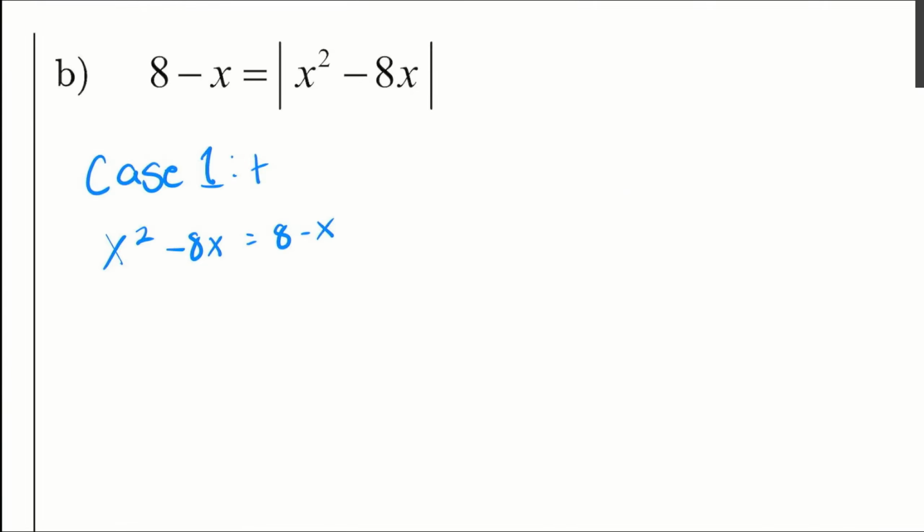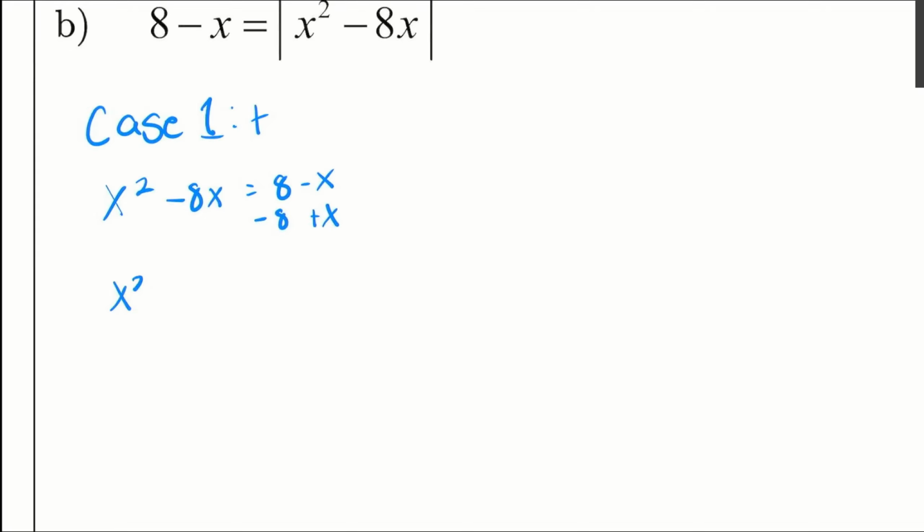Now we can subtract 8 from the side and add x, and you're going to get x squared minus 7x, since we've added that x, minus 8 is equal to 0. Now we can solve for x, whether you want to use the quadratic formula or whatever. All you have to do is find the 2 factors of this equation.